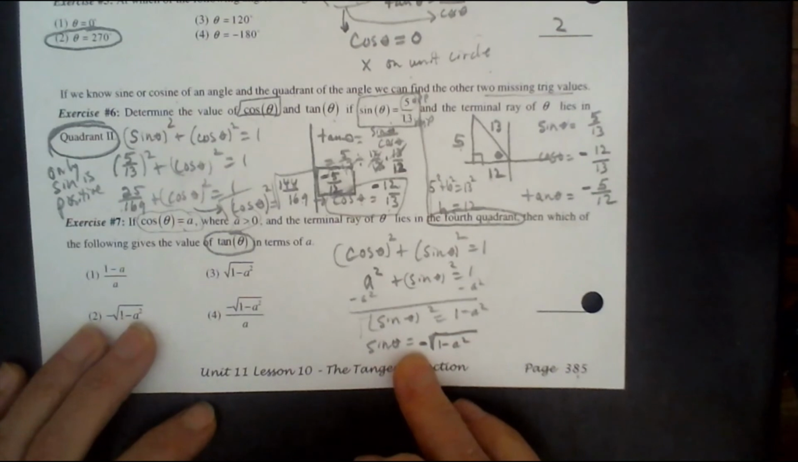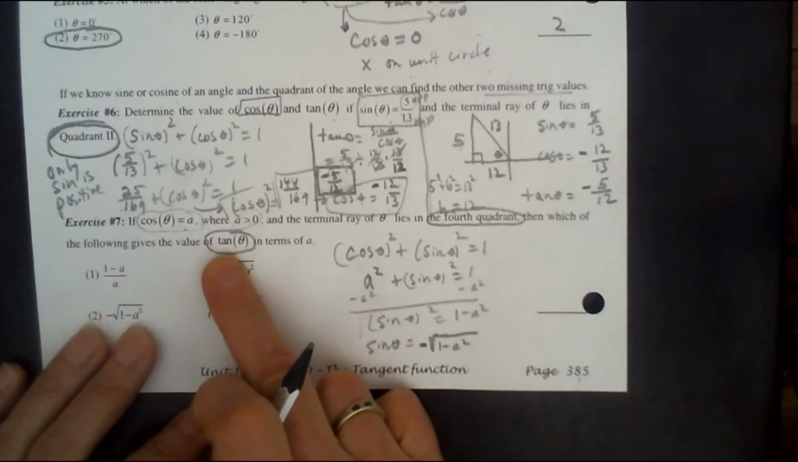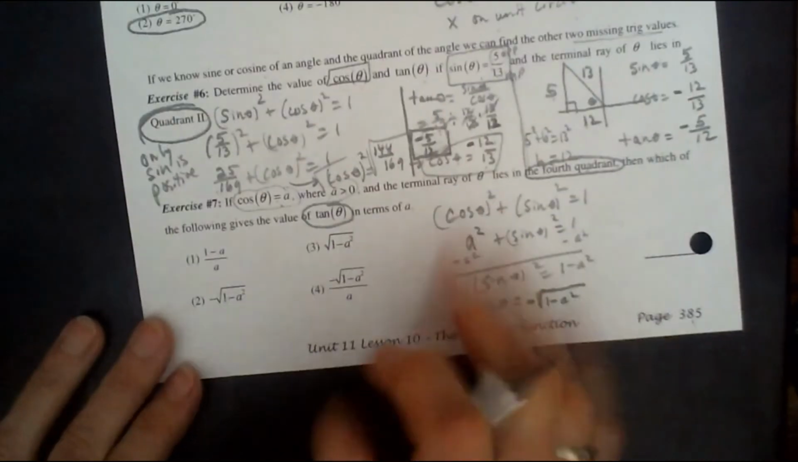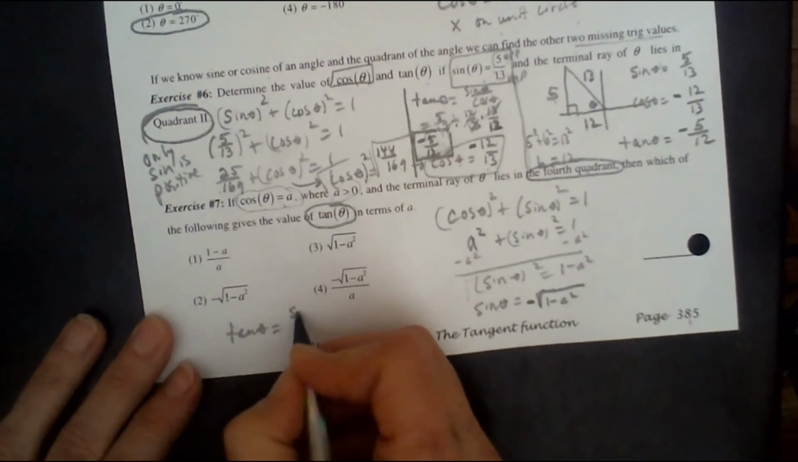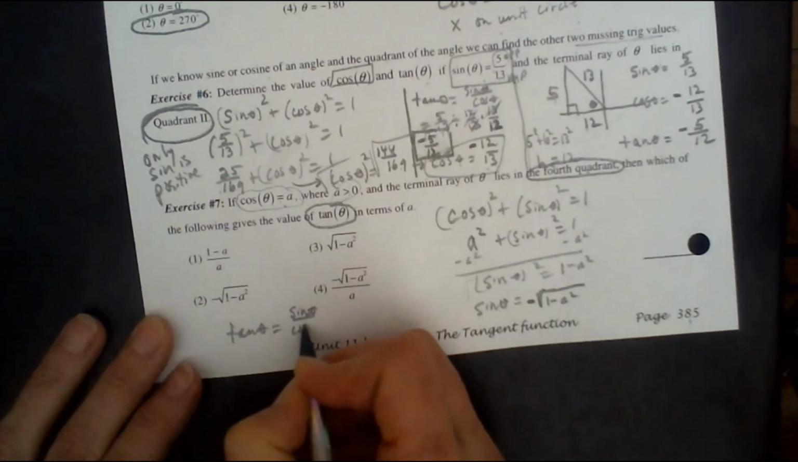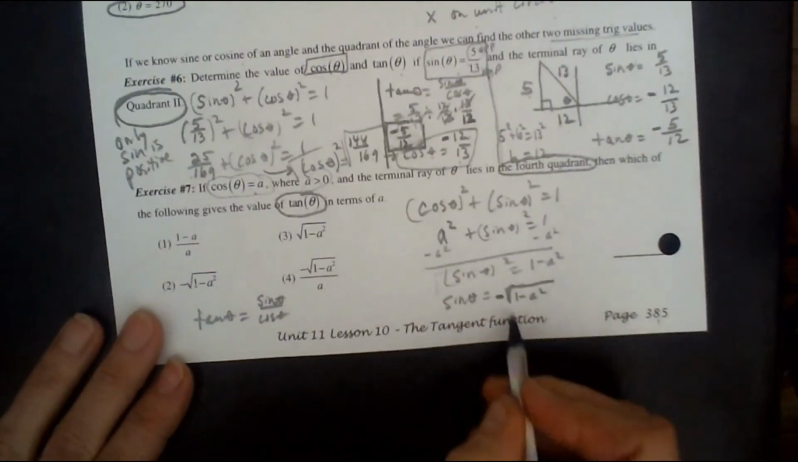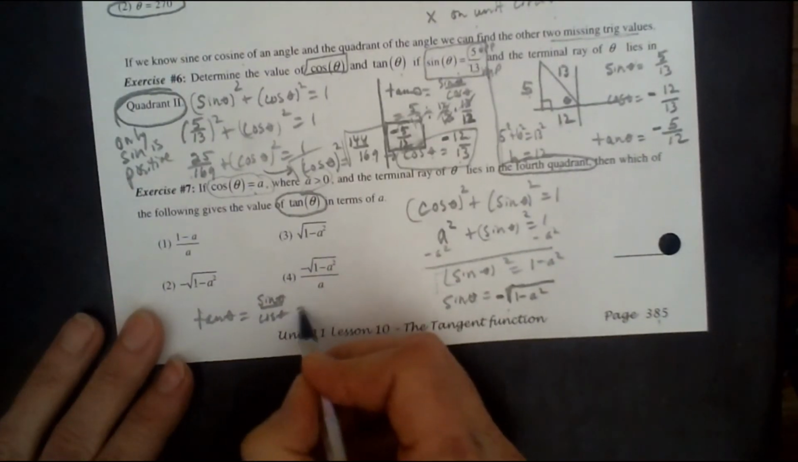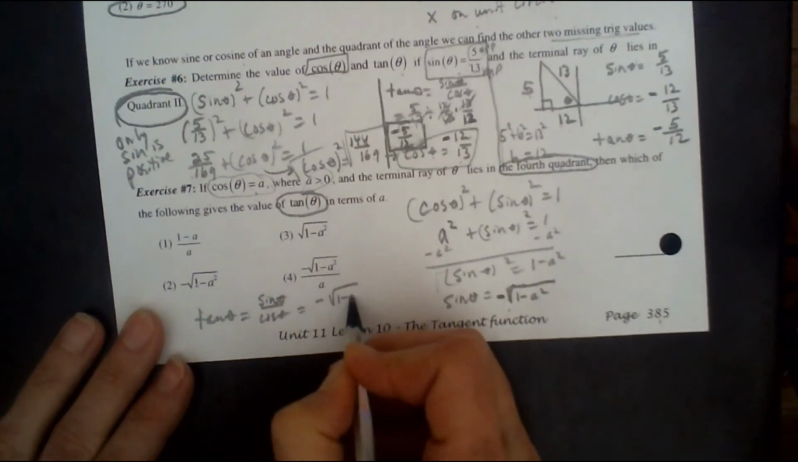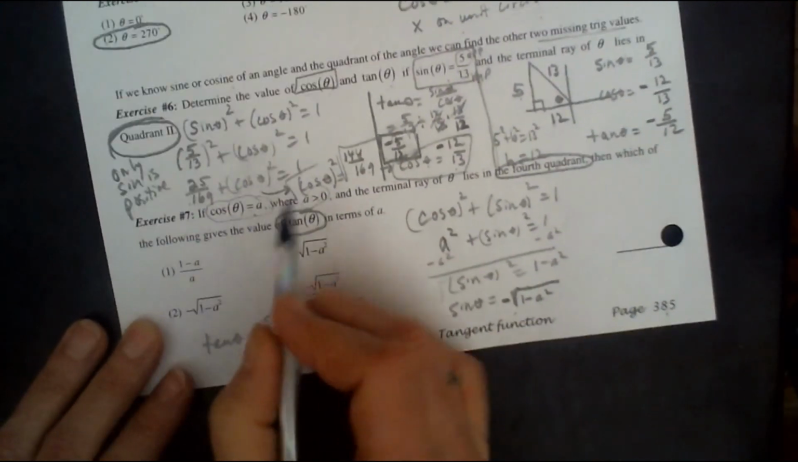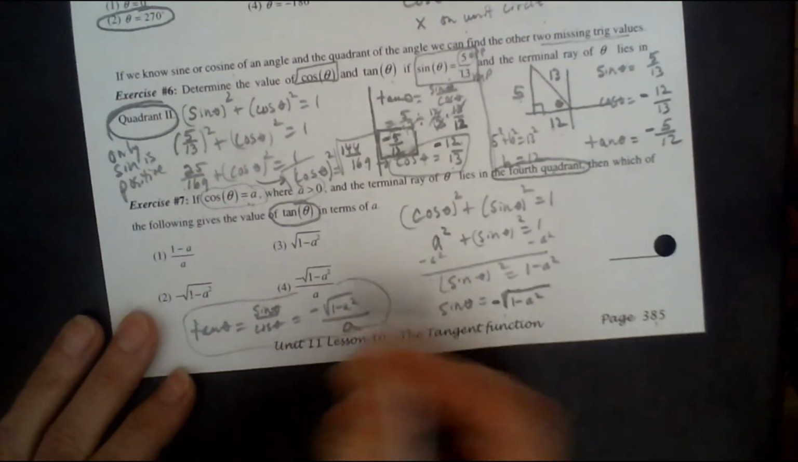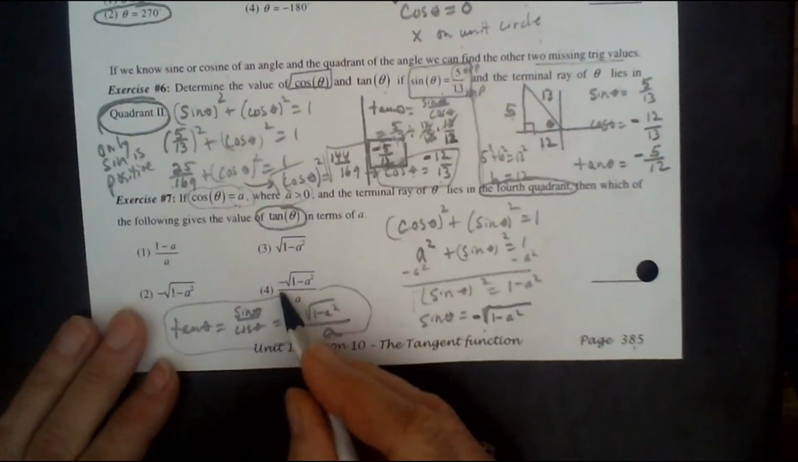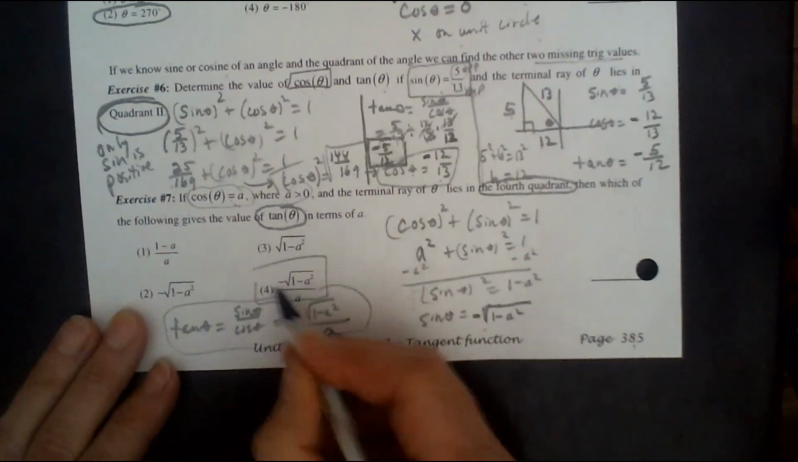Now they're not asking for sine, they want to know what tangent is. Tangent of theta is equal to sine of theta divided by the cosine of theta. We just figured out the sine of theta is negative square root of 1 minus A squared. They told us that the cosine of theta is equal to A, and that would be our final answer. So which one of those matches up? It looks like it's option 4, negative square root of 1 minus A squared over A.